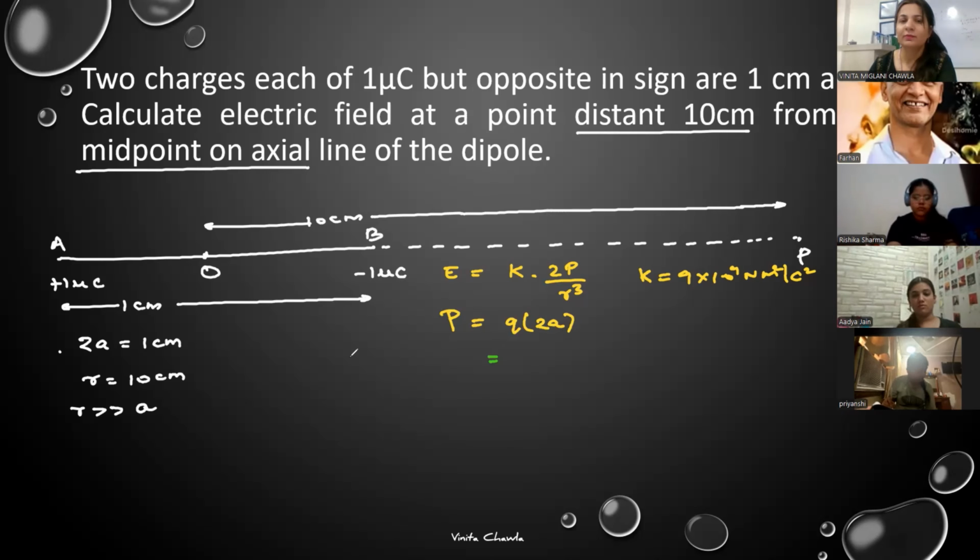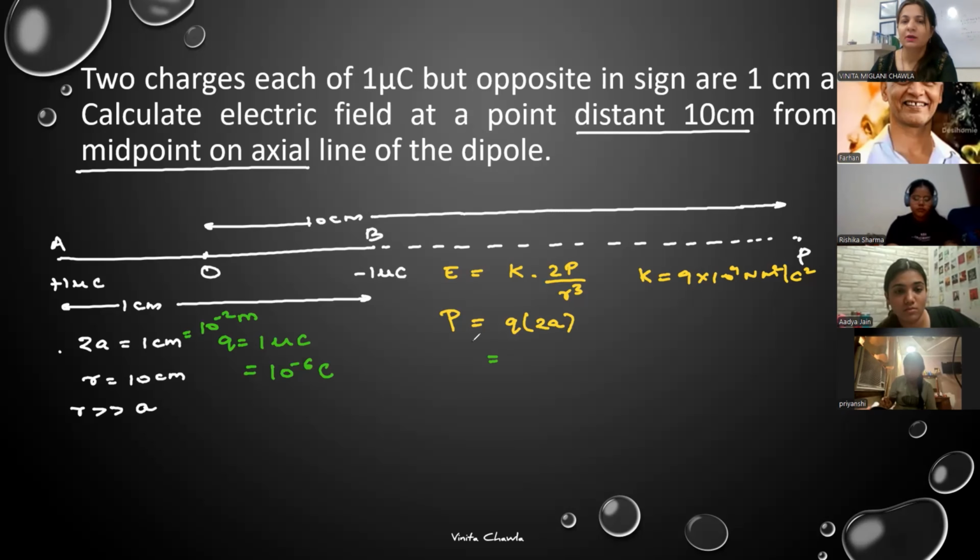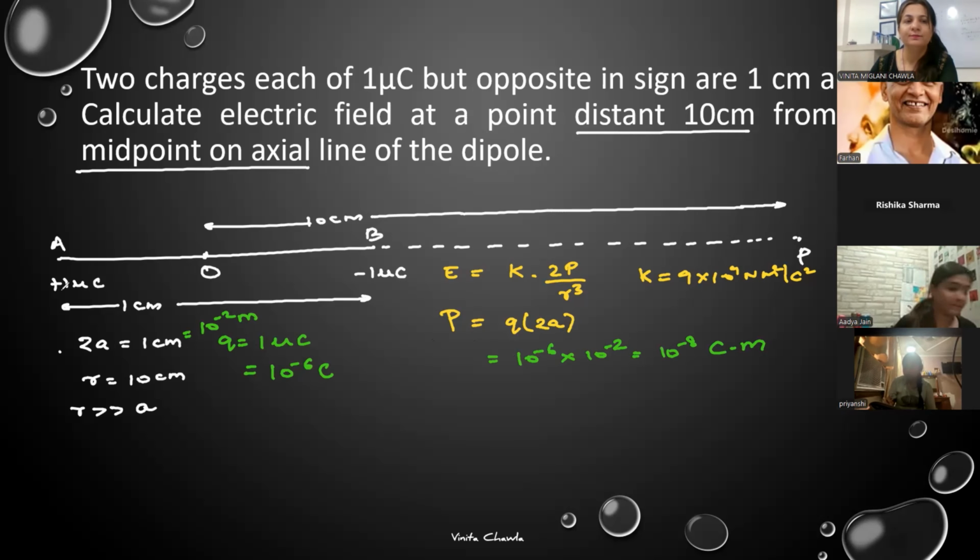So just put the values. Charge is 1 microcoulomb, so just convert this into coulomb first. It will be 10 power -6 coulomb. Distance is given 1 centimeter, so that is 10 power -2 meter. Just multiply these two, 10 power -6 into 10 power -2. You will get 10 power -8 coulomb meter is the unit. Always write the units, okay? Now put the values here in the formula.